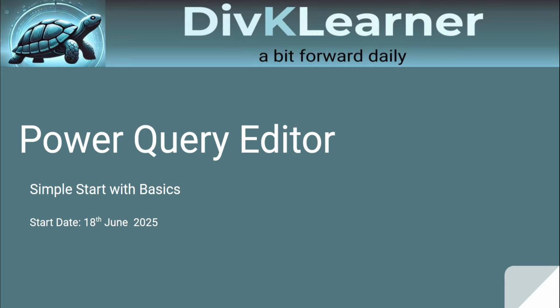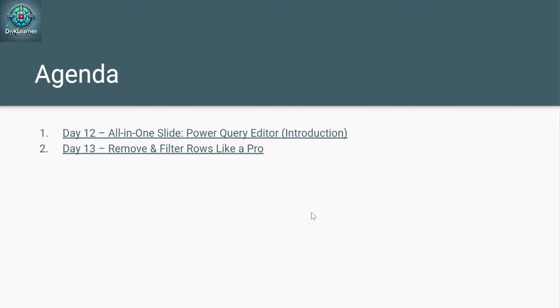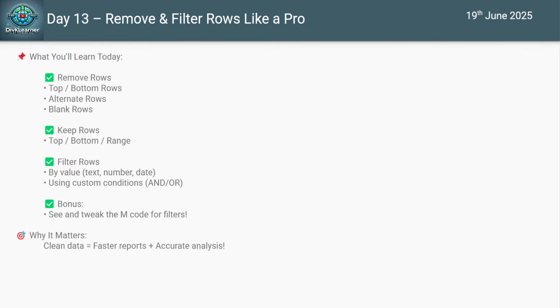Today we learn how to remove unnecessary rows and filter the right data to make your reports clean, faster and smarter. Our objective is simple: we'll explore how to remove top, bottom, alternate and blank rows, and also how to filter rows using built-in options and advanced conditions in Power Query.